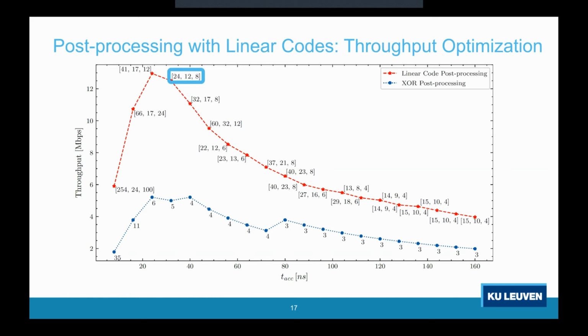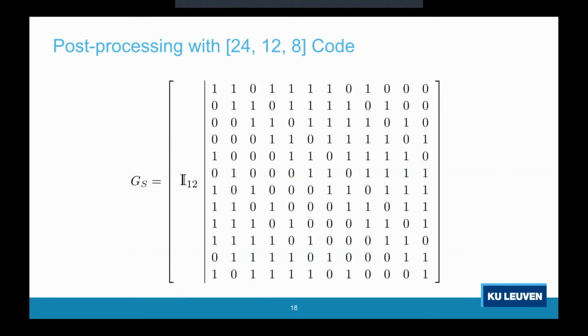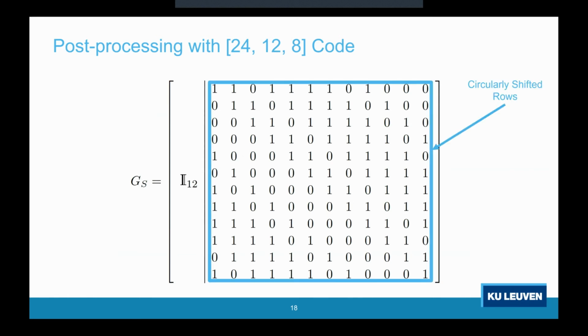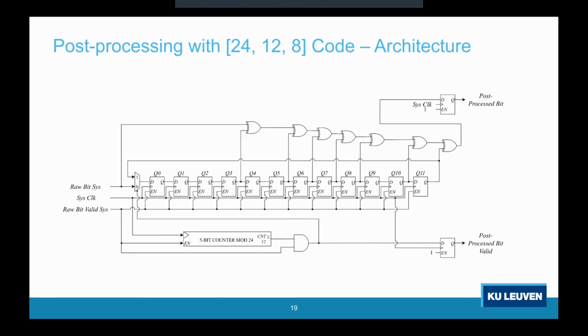We do this by using the generator matrix of the 24-12-8 code, which is given on this slide. Here, I12 is the identity matrix of size 12. This matrix has a 12 times 12 circulant submatrix where all rows are circularly shifted. And this representation enables a very compact implementation, as shown here. The implementation of post-processing consists of 12 D flip-flops, a 5-bit counter, 2 output D flip-flops, and several XOR gates.